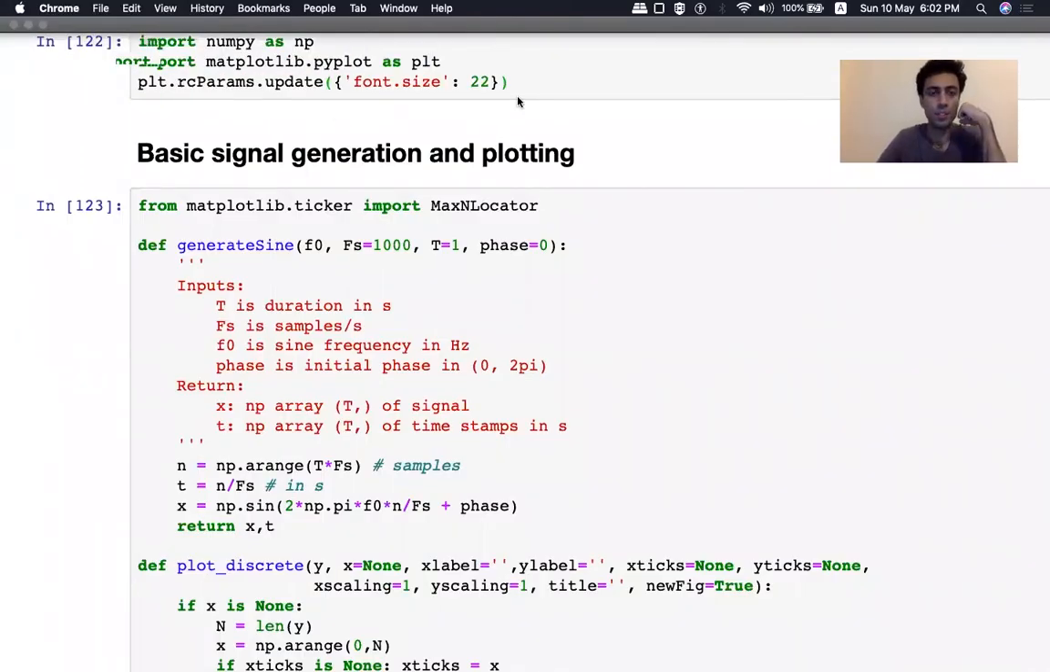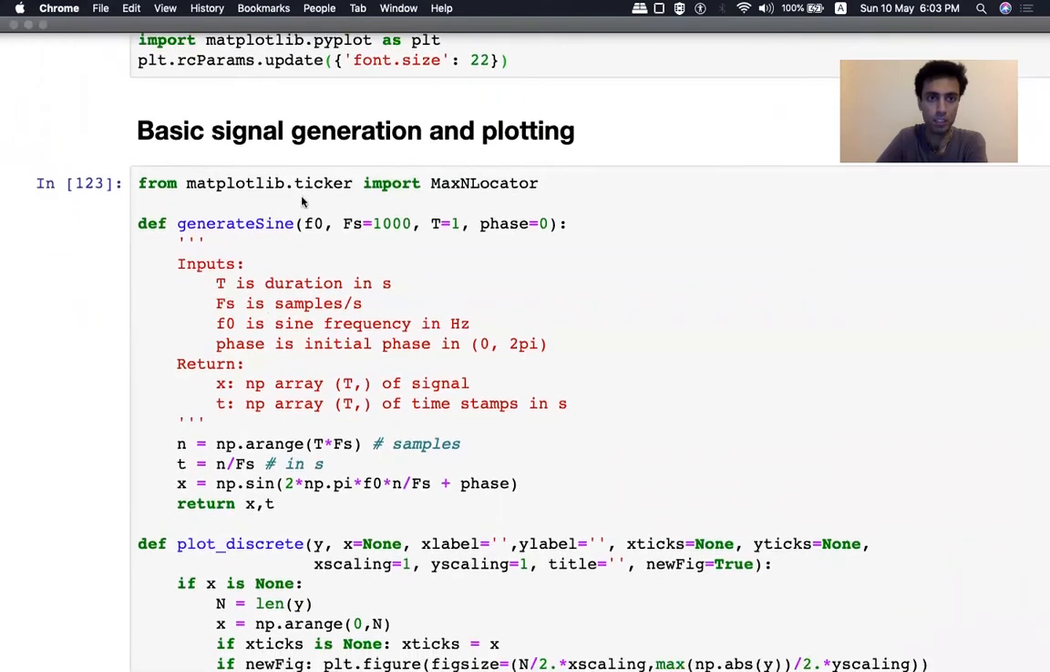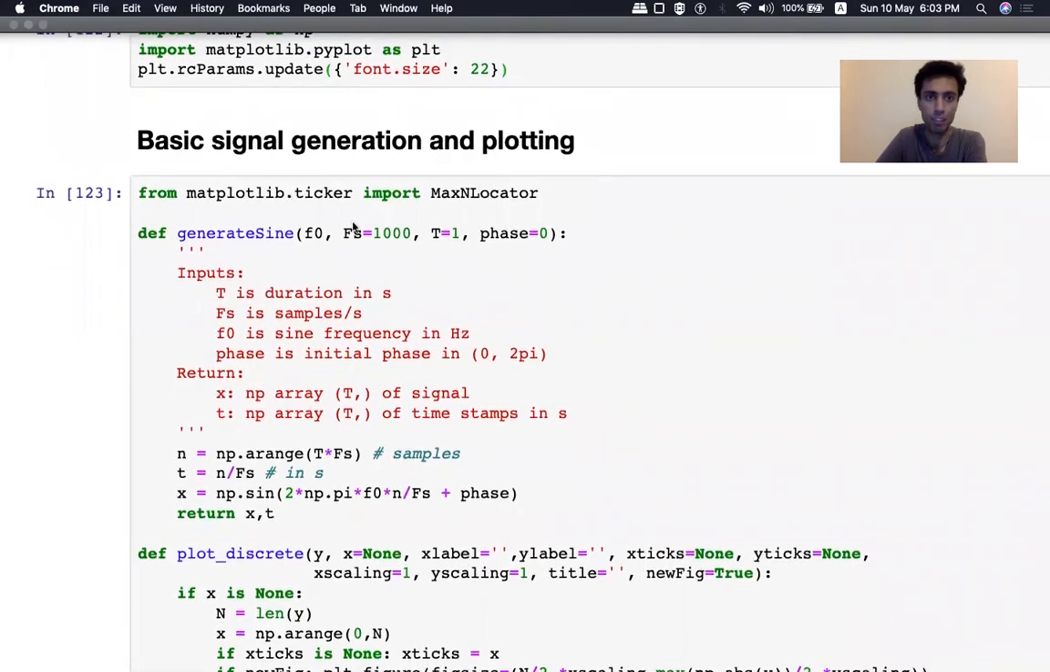Hi. So today we are going to discuss the Python implementation part of digital signal processing. Some basics of Python implementation in Jupyter notebooks. You import the libraries which are required. Mainly you will need NumPy for numerical manipulation and matplotlib for plotting, right? These are some basic functions which we need.